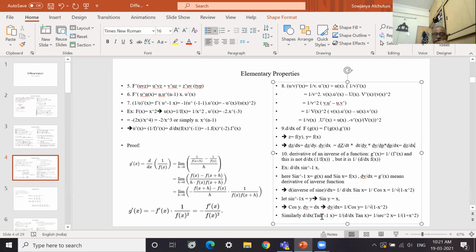So for tan inverse x, d by dx of tan inverse x is 1 by d by dx of tan x. That means 1 by secant square x, which means 1 by 1 plus x square. Because tan y is x, secant square y is 1 plus tan square y, which is 1 plus x square. This is how the inverse functions are derived.